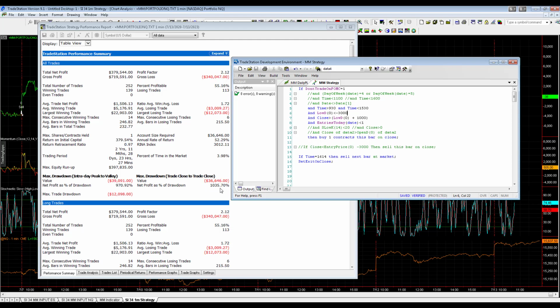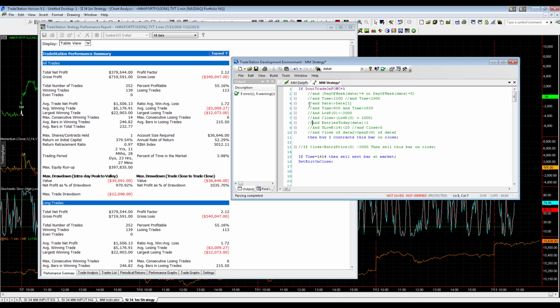So it doesn't improve it. Plus 1,035, 379,000. Let's go back and look at the strategy raw, and what I found is it's hard to improve a trading system. We showed how you could manage the risk potentially with a drawdown.